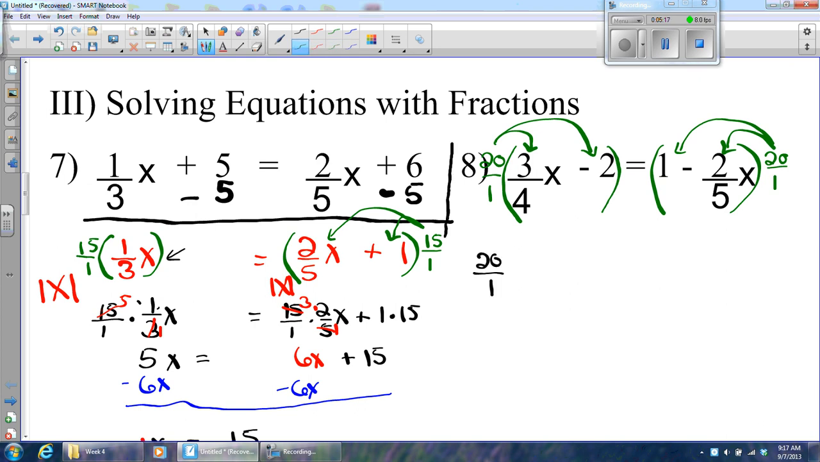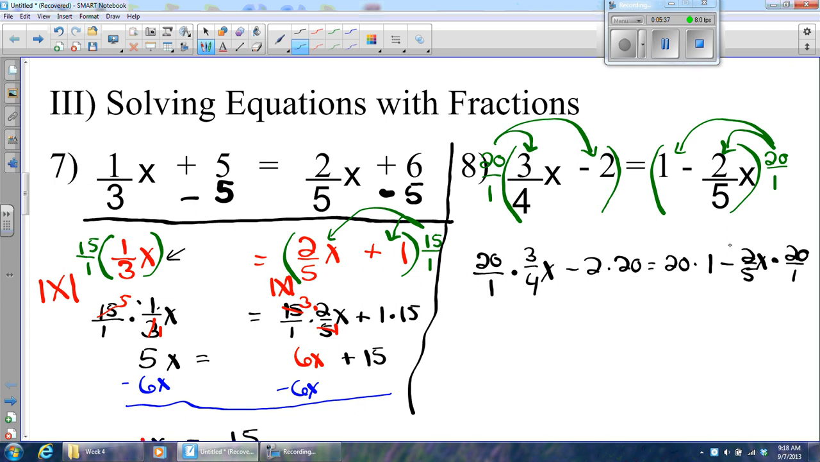Let me divide this problem over here like that. There we go. Times 3/4 x minus 2 times 20. Notice I didn't write the 20 as a fraction on that one. And then I have a 20 times a 1 minus a 2/5 x times 20 over 1. Okay, now I'm ready to do some simplifying because my distribution is finished.